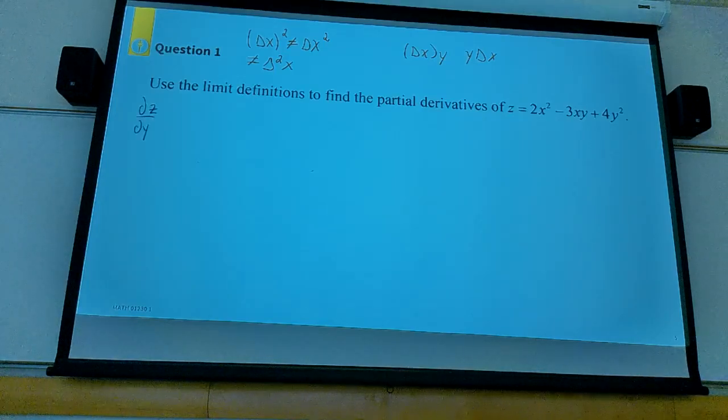Now we want to find the partial of z with respect to y. Using the definition, the process is almost the same. In fact, it is the same, except we're letting y change now instead of x. So limit as delta y goes to 0.